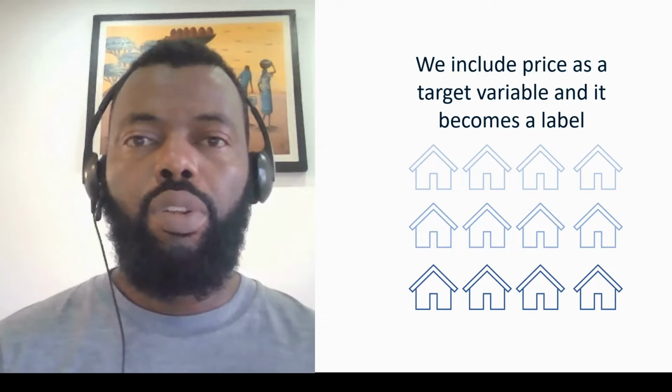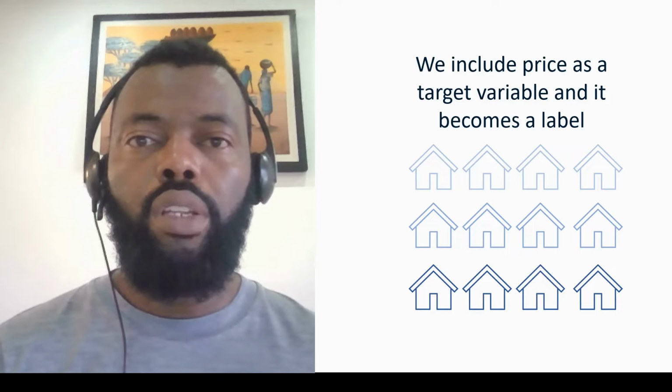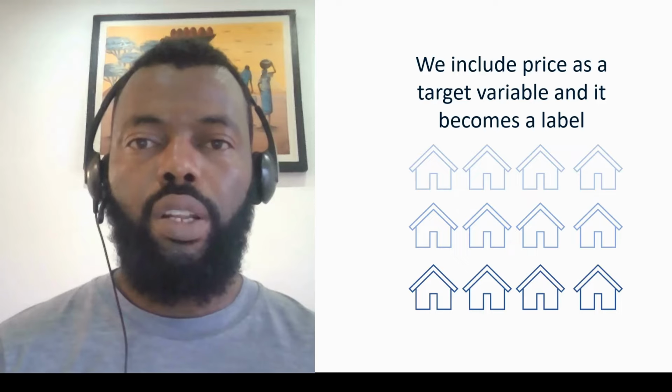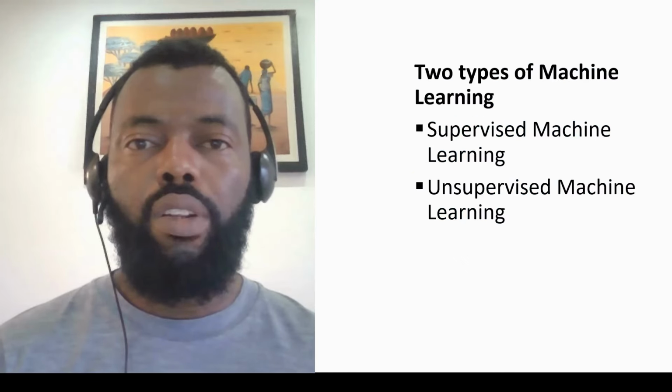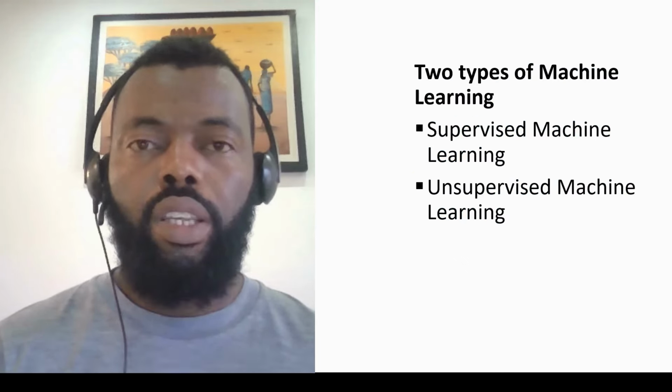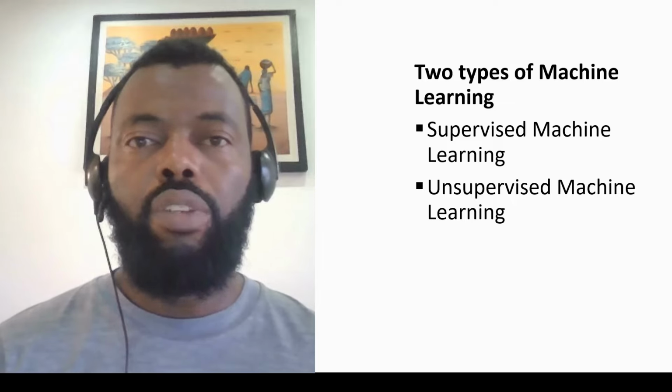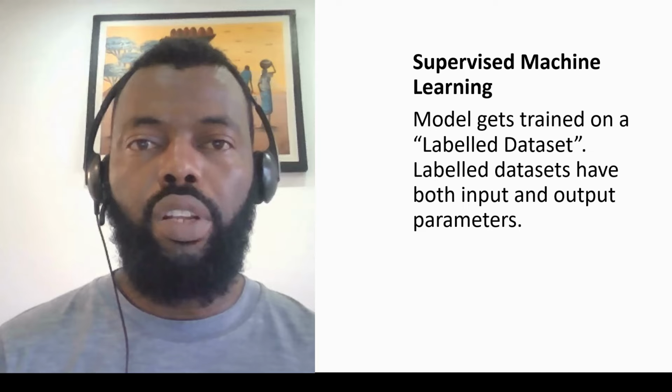Machine learning is a subfield of artificial intelligence that allows computers to learn from data and improve their performance over time. We can improve machine learning performance and accuracy through experience and exposure to more data. Machine learning uses algorithms to analyze data, identify patterns, and make predictions. There are two main types of machine learning: supervised machine learning and unsupervised machine learning.